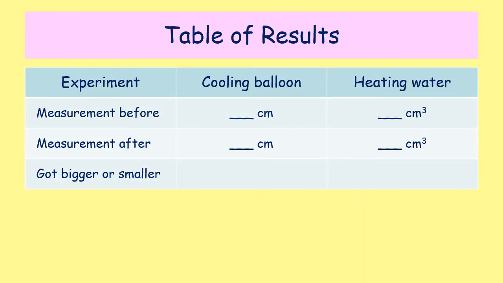So in my experiments, I was cooling down a balloon and I was heating up some water. Looking at the balloon first, the widest part of my balloon was 36 centimeters when I started. At the end, now I only did it for about an hour in a fridge, and it went down to 29 centimeters. So it got smaller. When I did my heating water, it started out at 50 centimeters cubed, and I heated it. I didn't boil it, I took it to 80 degrees, and it went up to about 55 centimeters cubed. So it got bigger.